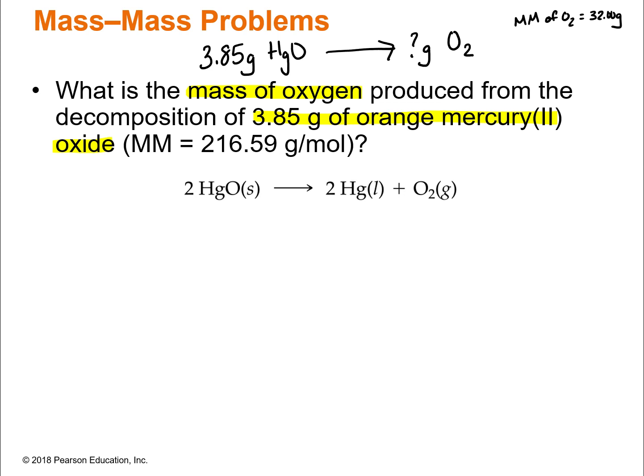So I'm going to write it out to make sure that everybody has the opportunity to be on the same page. We'll assign our A and our B. Whichever one we're given information about, that's our A. And we know that we've got 3.85 grams of mercury 2 oxide. So we'll call that A. We don't know how many grams of oxygen we have. That's our B. The unknown is what we need.